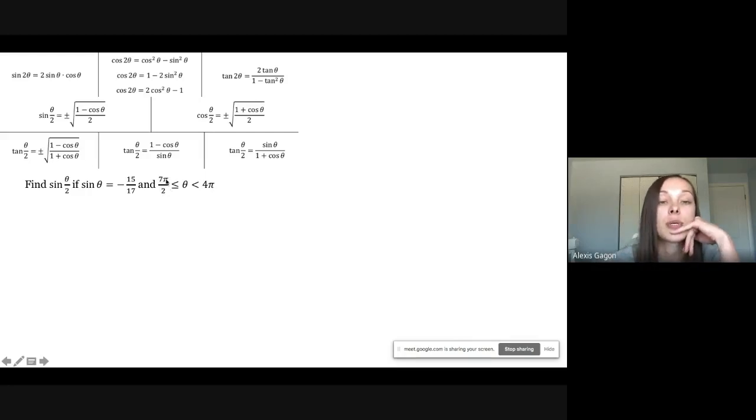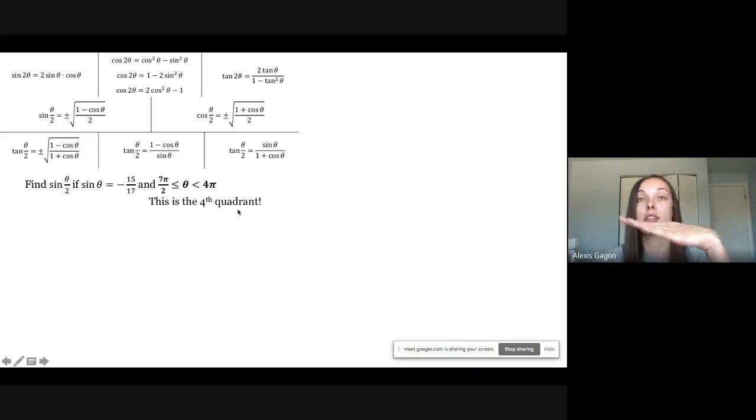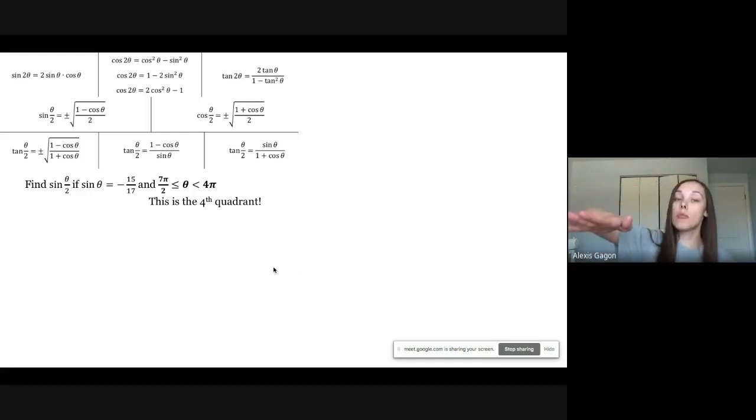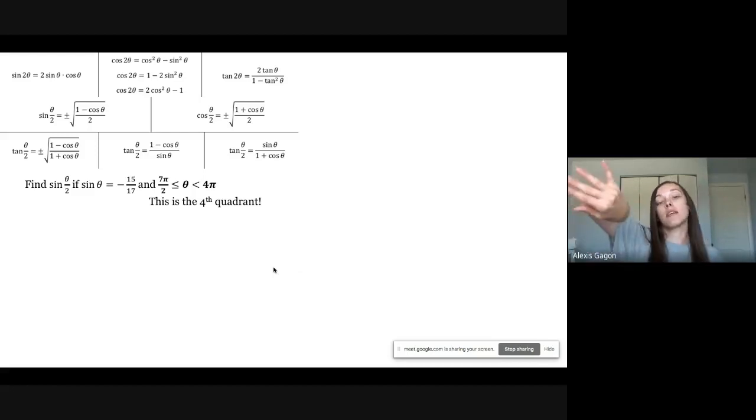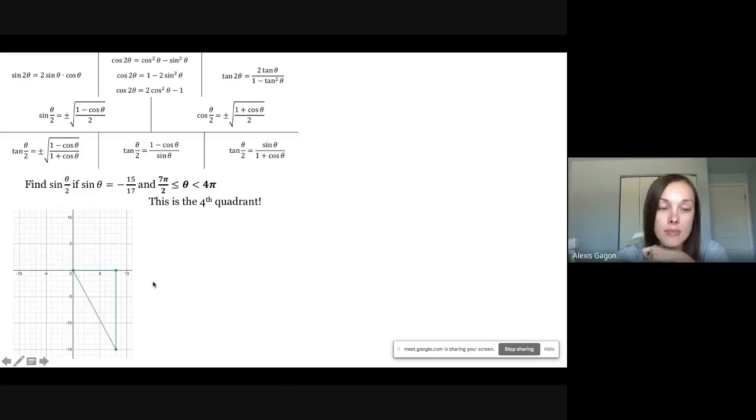But it's between 7 pi halves and 4 pi. So that is the fourth quadrant. Technically, 7 pi halves, if we think about our unit circle: if you go up 90, that's pi halves, and then pi, and then you go down, that's 3 pi halves, and then 2 pi, and then you go another 90, that's 5 pi halves, and then it would be 3 pi, and then 7 pi halves, and then 4 pi. So that's between that fourth quadrant there. It's right here. It's basically like we just went around the circle twice. Questions on that?